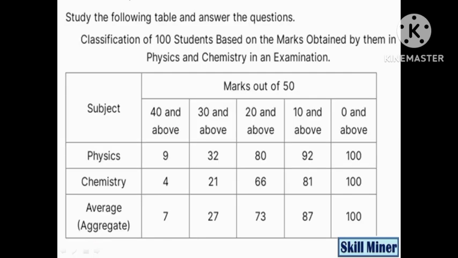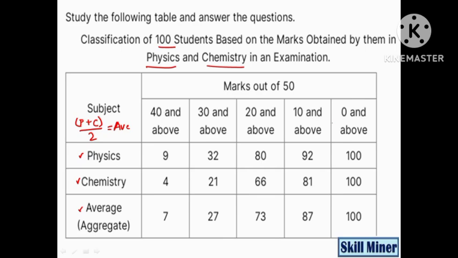Guys, this is the question. Please read the question. This chart contains classification of 100 students based on their marks obtained in physics and chemistry in their exams. The subjects mentioned here are physics, chemistry, and their average mark. Average means the combined score of physics and chemistry, that is physics marks plus chemistry marks divided by 2, which gives the average mark. The total mark is out of 50.